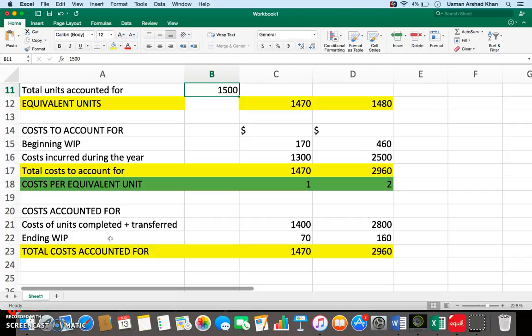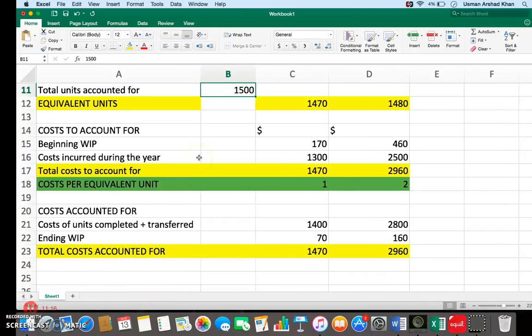So there I showed you how to complete a question for weighted average, like the production report for process costing.